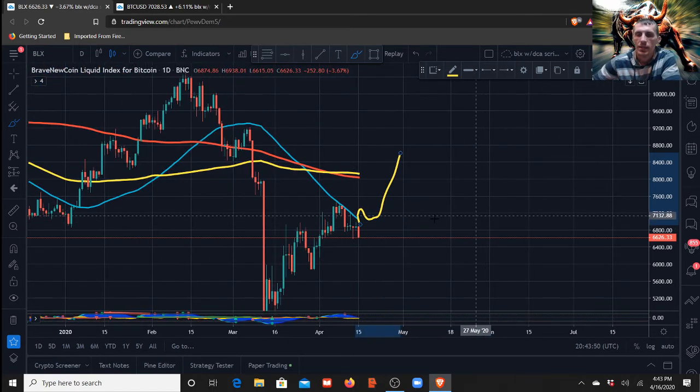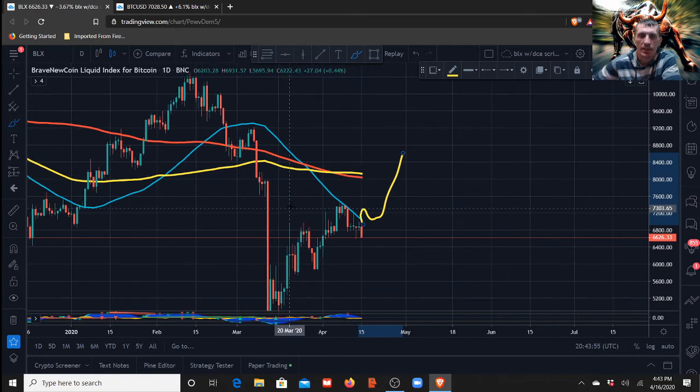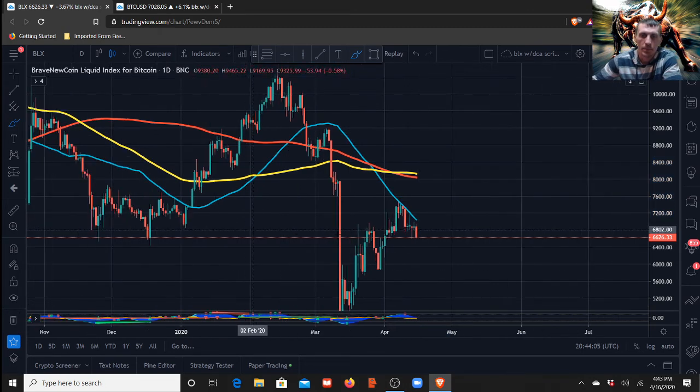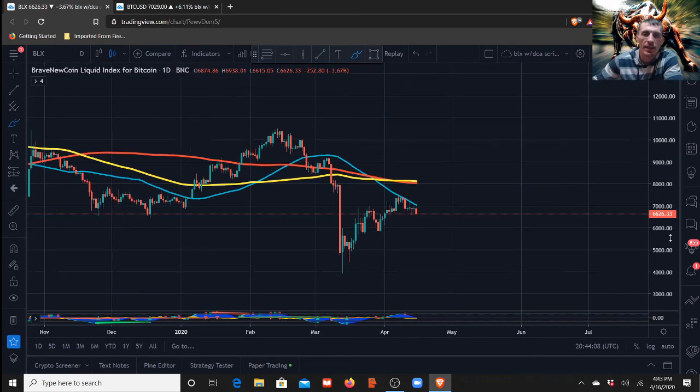But I still would have liked, for the death cross and everything, I would have really liked it to have come back up and tested that and then dumped. But you never know. It's still possible. Still could happen. I'm still watching that as of right now.